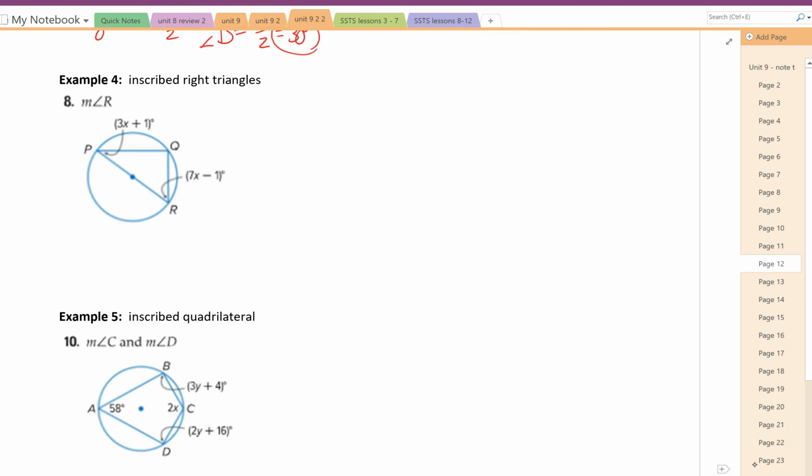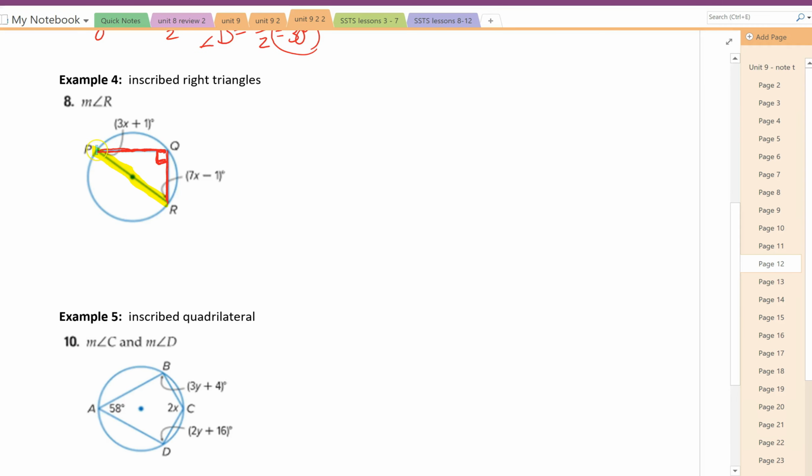Example 4, I have an inscribed right triangle. That should be sort of a hint, but if it didn't say inscribed right triangle, if it just said inscribed triangle, the way I would know it's a right triangle is because I can see pretty clearly that PR right here is a diameter, right? And if you go back to the last page, the first thing we talked about is whenever you have a diameter in a circle, if you have an inscribed angle, such as PQR right here, that intercepts the angle created by a diameter, this has to be a right angle right here, right?